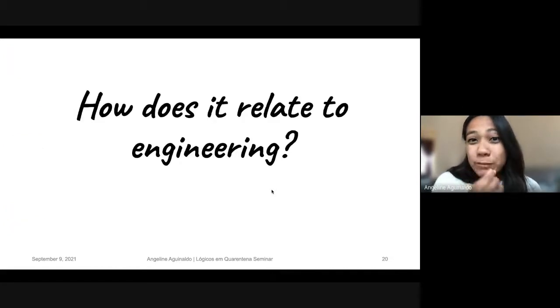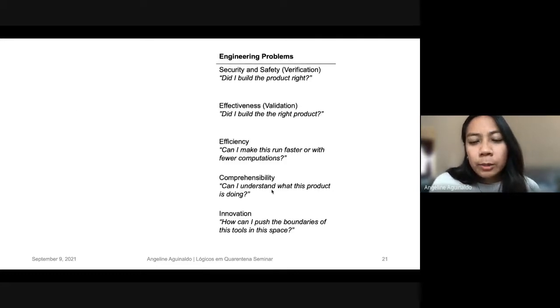Okay, so I just gave you a list of classes of results that I felt were emerging. So how does this relate to engineering? I've enumerated some examples of engineering problems that we often encounter when pursuing a design. There are 5 engineering problems that I've listed.